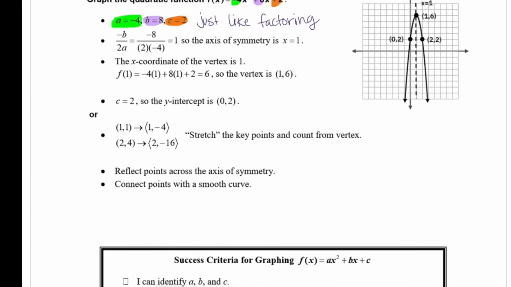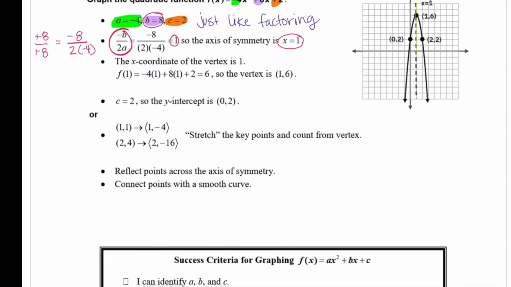Now we're going to use our negative b over 2a to find our axis of symmetry. So if my b is 8, I'm going to find the negative version of 8. So negative 8 goes on top. Then I have over 2 times a. Well, my a is negative 4. So I take 2 times negative 4, which is negative 8. And I have negative 8 over negative 8, which is a positive 1. So that is where my axis of symmetry is going to go.